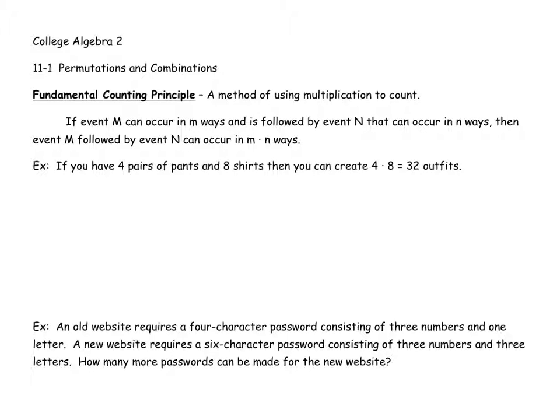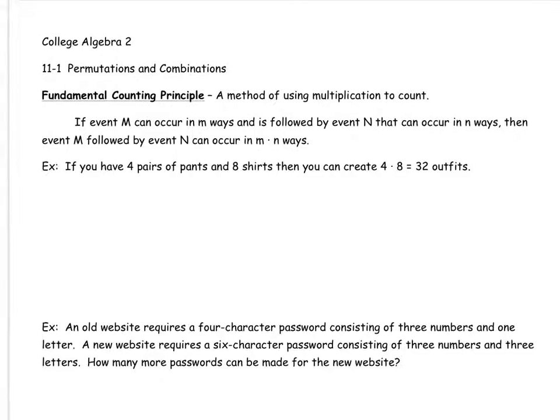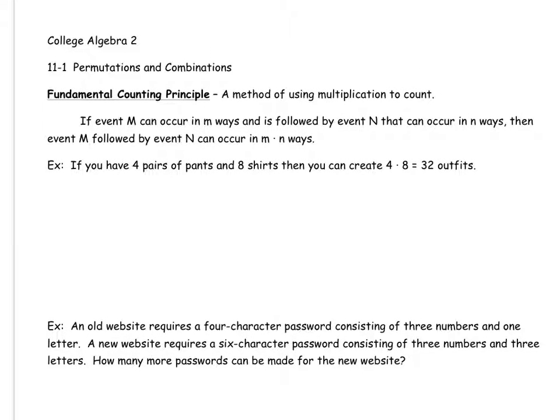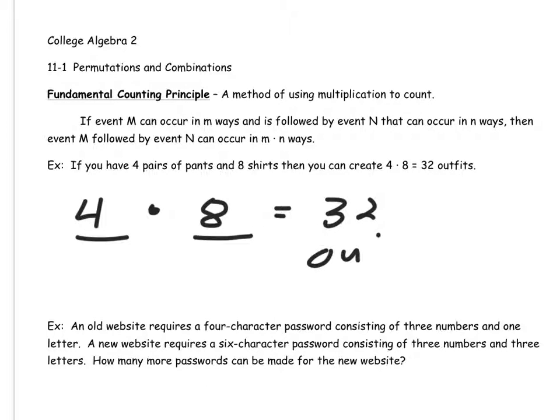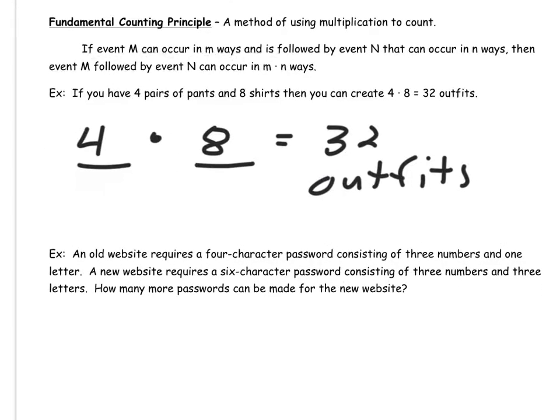So if you have 4 pairs of pants and 8 shirts, then we can create how many outfits? If I have 4 choices of pants to wear and 8 choices of shirts to wear, if I multiply those together, I will get 32. So we can create 32 different outfits from those 4 pairs of pants and 8 shirts. That's a simple problem. Let's try a more difficult one.